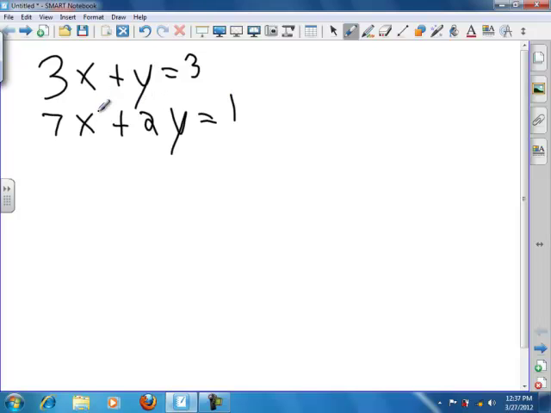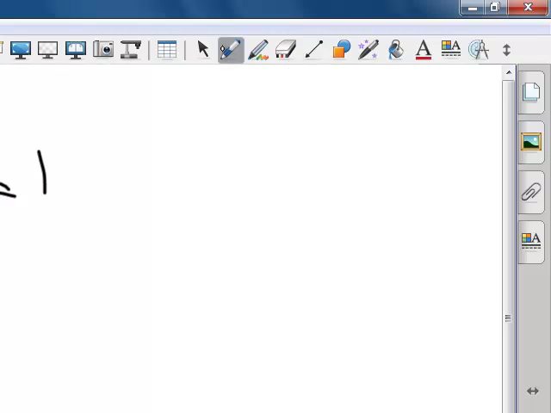Which one of these equations is easier to solve? I guess the first one, because there's no dividing here. It's just y. So let's solve the first equation for y. Let's write out the steps like this, okay? Can you see okay?